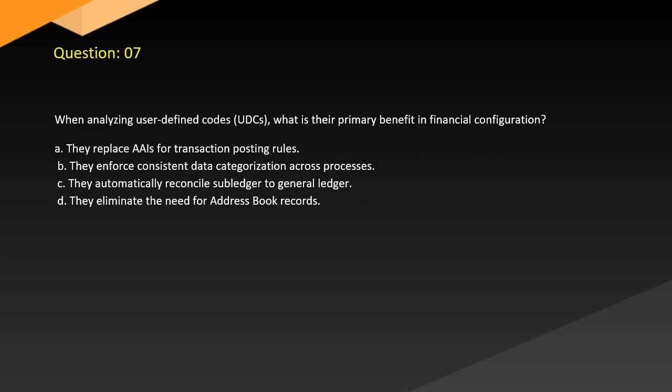Question 7. When analyzing user-defined codes, what is their primary benefit in financial configuration? A. They replace EIS for transaction posting rules. B. They enforce consistent data categorization across processes. C. They automatically reconcile subledger to general ledger. D. They eliminate the need for address book records.